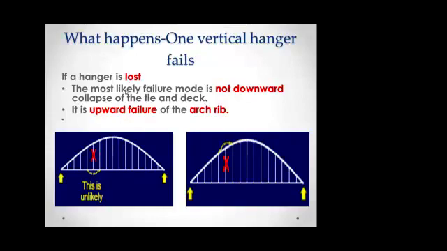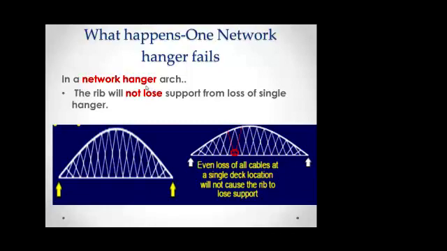If the hanger is lost, most likely the failure is not downwards. Whenever you think that a hanger is failing, the failure will not happen downwards. It will be taken upward, in the top of the arch rib. It will be an upward failure action. If you provide a network hanger in the arch, and any hanger cable is cut, the rib will not lose its support from the loss of a single hanger. Even the loss of all the cables at a single deck location will not cause the rib to lose its support. So that is the advantage of the network hanger.